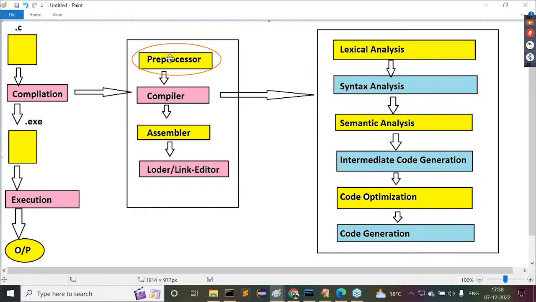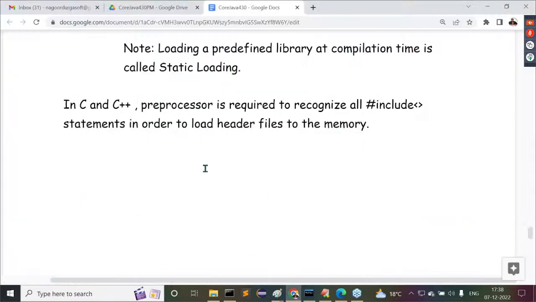What is the location of the preprocessor? The location of the preprocessor is the compilation first phase. Understand it clearly. What is its job? Recognizing all header files and loading all header files to the memory. That's the job of this one. So what is the requirement of the preprocessor in C and C++? To recognize hash include statements in order to load header files content to the memory. For that particular reason only, the preprocessor is required.